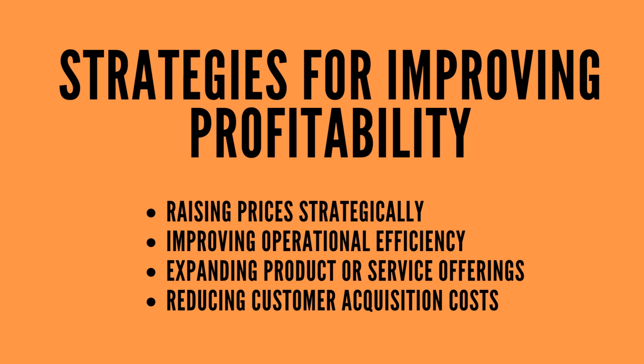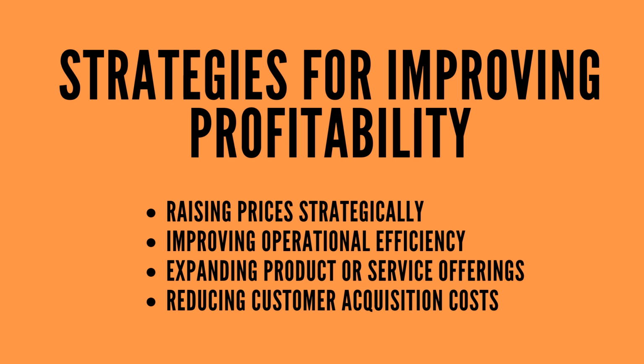Example: a restaurant implements a new kitchen workflow, reducing prep times by 15%, allowing them to serve more customers during peak hours. Expanding product or service offerings. Introduce complementary products or services that increase the average transaction size. Example: a photography studio starts offering wedding planning services in addition to photography, boosting their average sale by 25%.